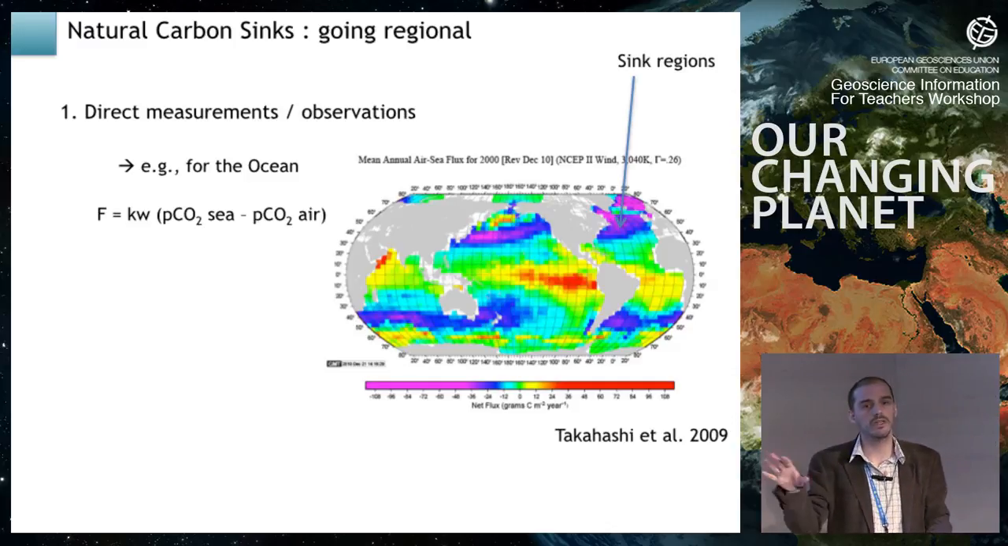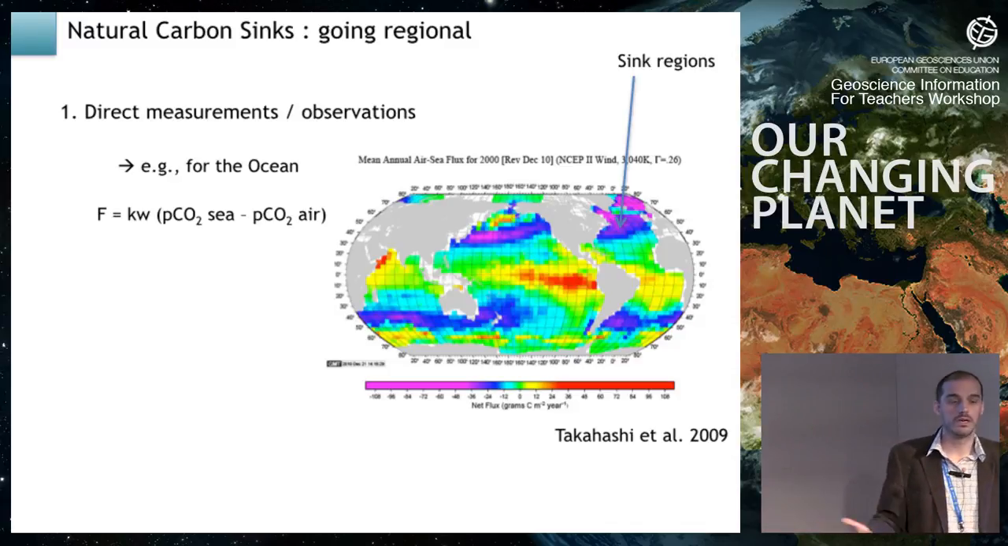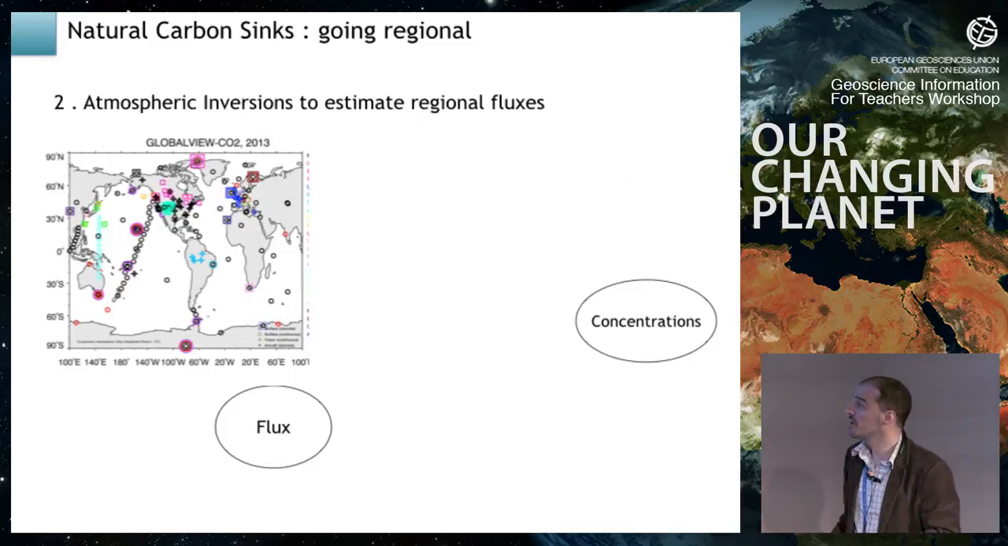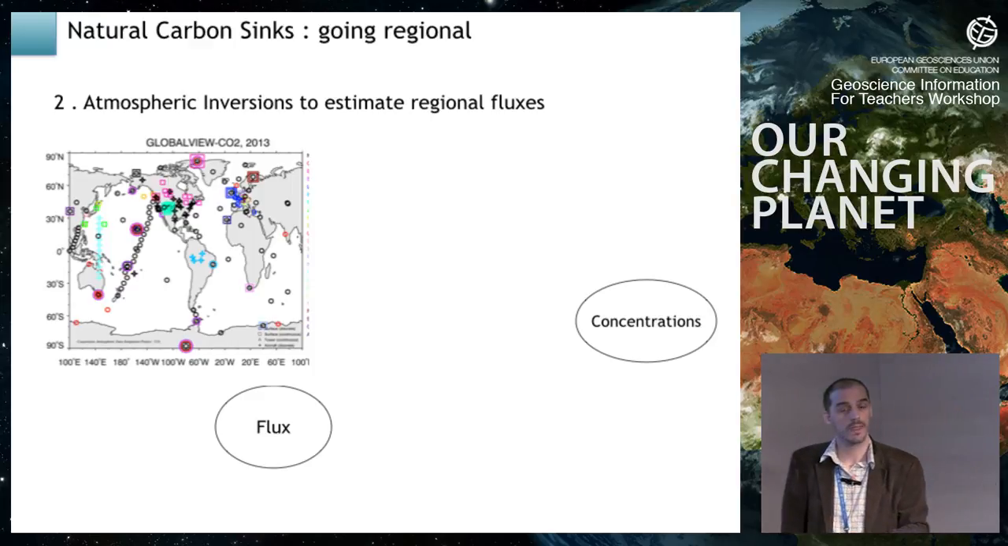That's for the ocean. For the land, it's a bit more complicated. You cannot use such simple methods as this one to extract maps of this land carbon sink. So we use some other methods, and one of the methods that we use is the following. It's what we call atmospheric inversions.